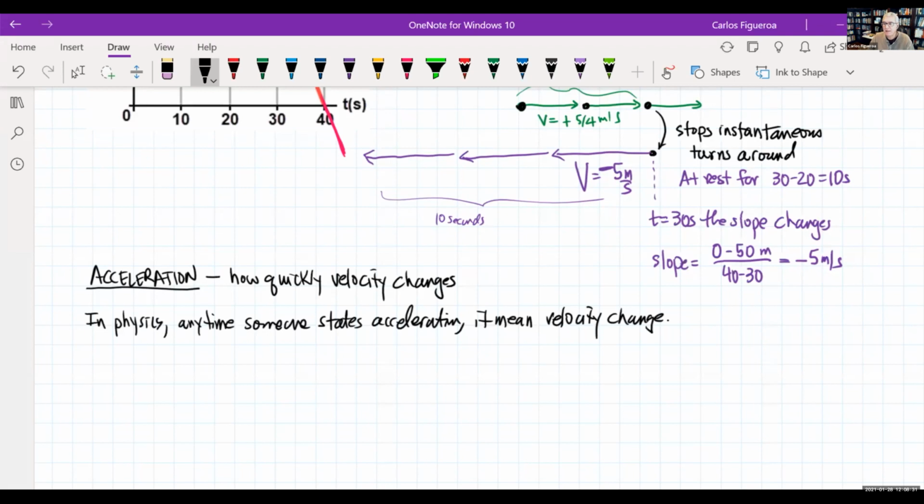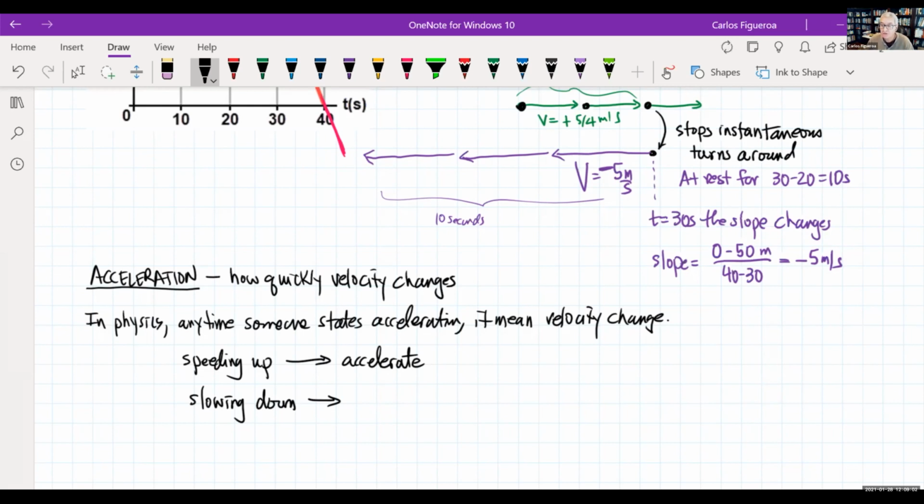But that's not everyday language, right? Because if you're driving a car and you're speeding up, in everyday language we say the word accelerate, right? You accelerate. But if you're slowing down, do you say you accelerate? But in physics, we do.